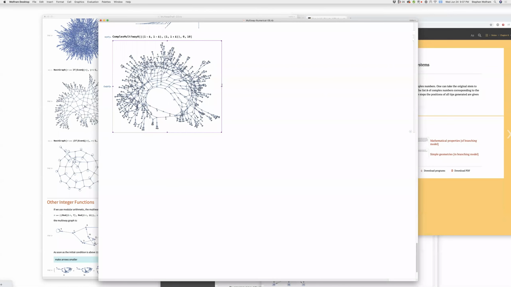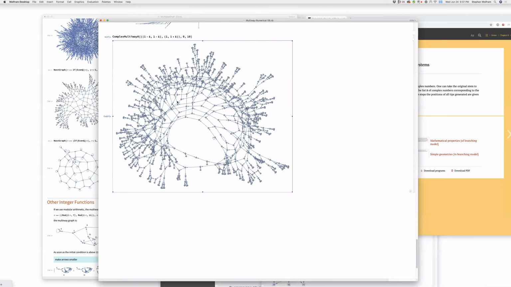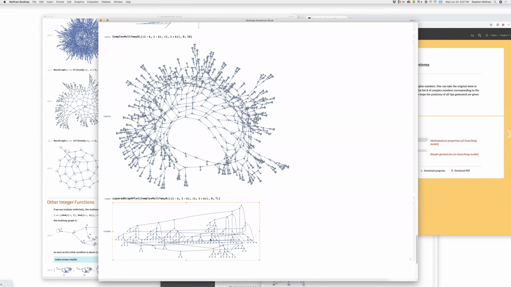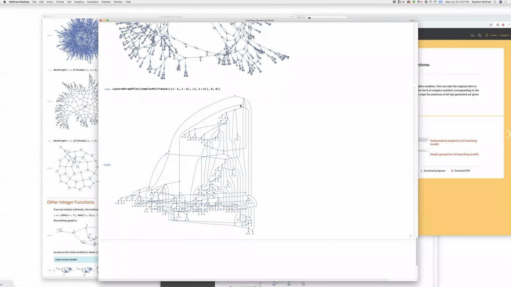thing here, notice that this thing here has a lot of things that rejoin, right? So if I were to take this thing and say 7 steps or something, and say layered graph plot, okay, what we see, hopefully, is that many pieces, well, it's not as convincing as it might be, but let's try like 8 steps or something, 9 steps. Okay, so what we're seeing is some things are rejoining, right?